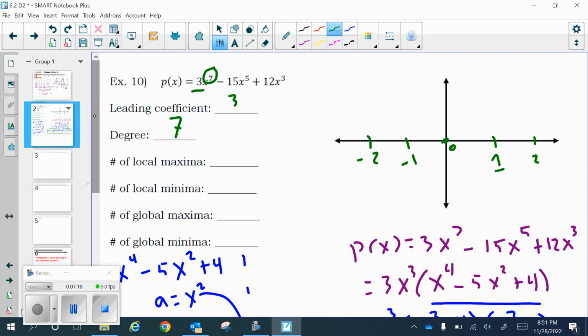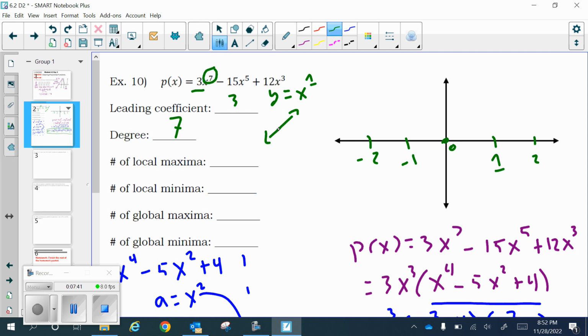So I see that I have an odd degree polynomial with a positive leading coefficient. That means I'm going to be very similar to y equals x, which is an odd degree polynomial, right? x to the first power, 1 is odd, and it's positive. So I'm going to have the same end behaviors as y equals x. In other words, I start from the bottom left and I end at the top right.